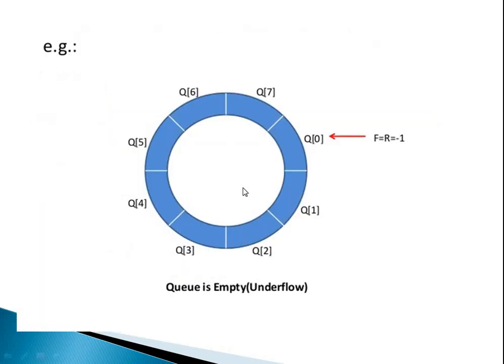You can see here, initially if you don't have any element, the position of the front and rear equals minus 1. So there are no cases where you can delete an element from the queue. In other cases also, if it is full, where the last element and the first element are both full, again we cannot delete the element from the queue.